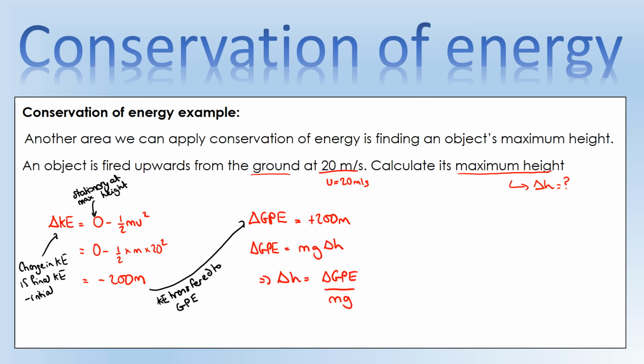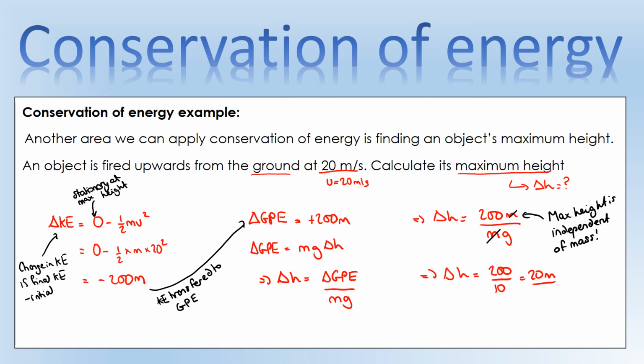We also know change in GP is mg delta h. So we can rearrange that to make delta h the subject. And then once we've done that, we can plug our value in for change in GP, 200m. We can cancel out the m, so max height is independent of mass as well. And therefore we can see that the change in height is just going to be 20 meters in this instance. Okay, so that's just two examples of applying conservation of energy.